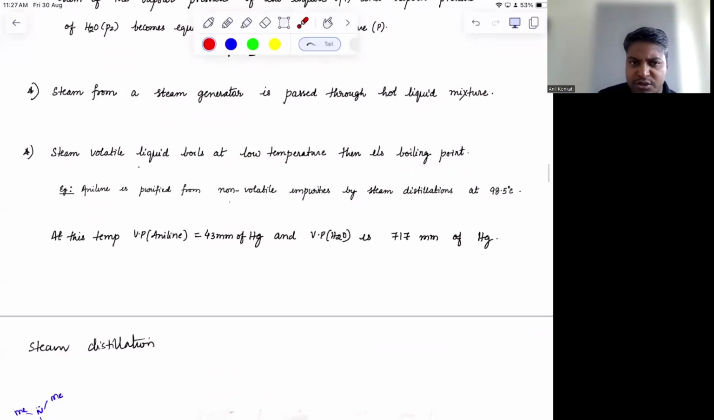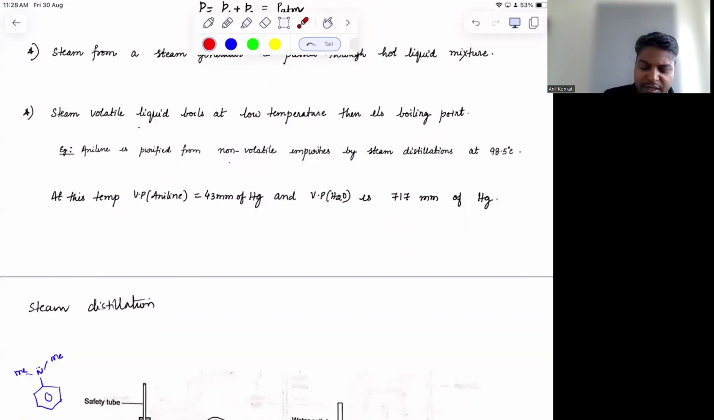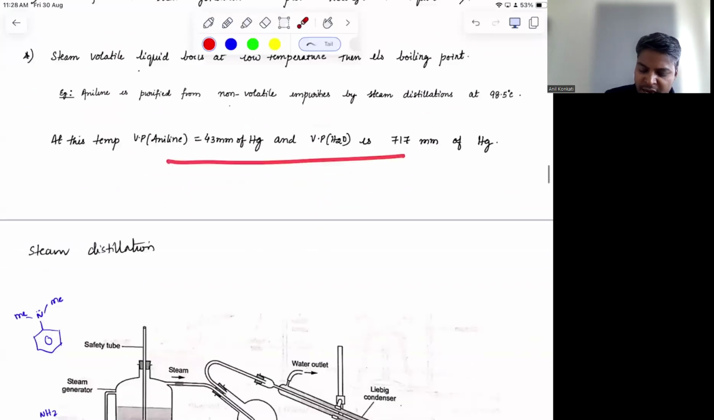For example, I'll show you one example. Aniline is purified from non-volatile liquid impurities by steam distillation at 98.5 degrees. See, otherwise, the vapor pressure of aniline, if you notice, is just 43, and the vapor pressure of water is 770. Okay. So when these two together come to be 760, then the evaporation will start happening. Okay. And you see that the boiling point normally of aniline is around 98.5. So therefore we use this.